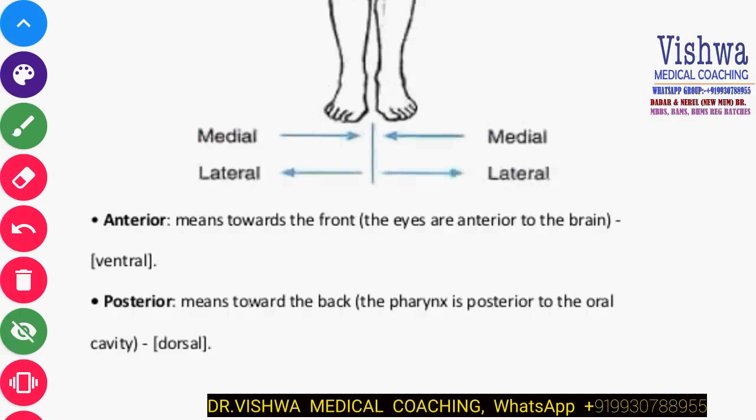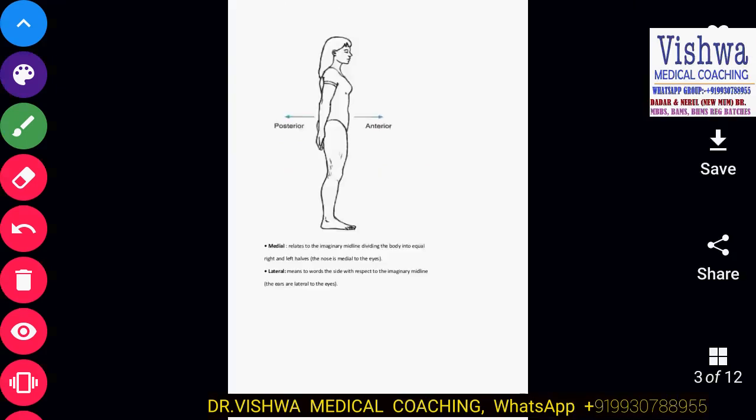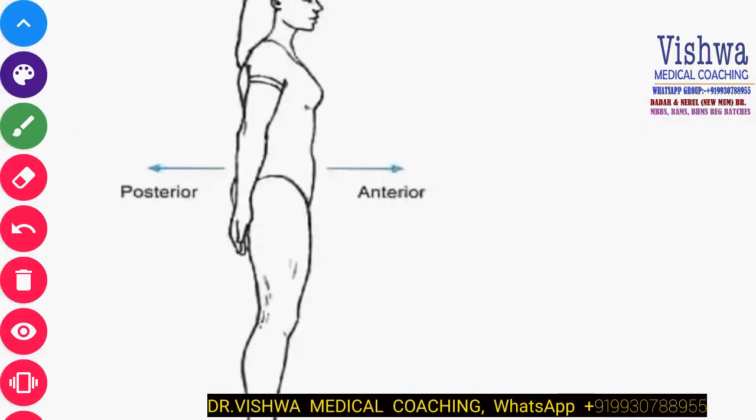So anterior and posterior is with respect to something. So anterior means what? Towards the face or towards the front. Posterior is towards the back, or away from the front. If you can see, this is what is anterior and posterior.